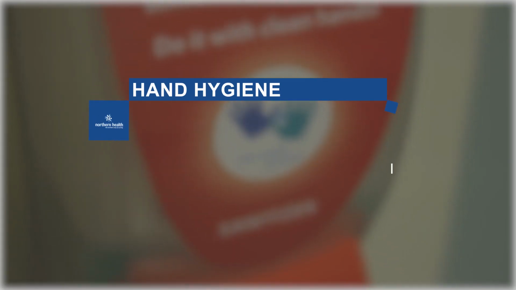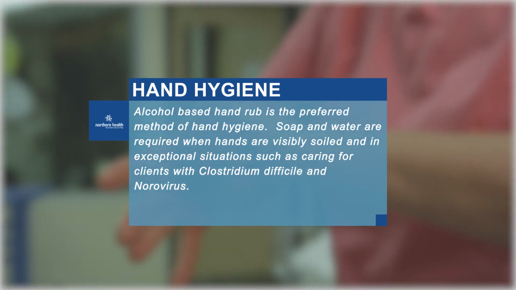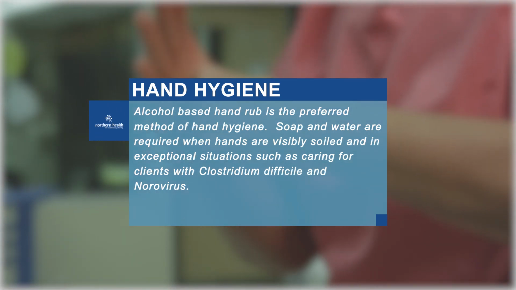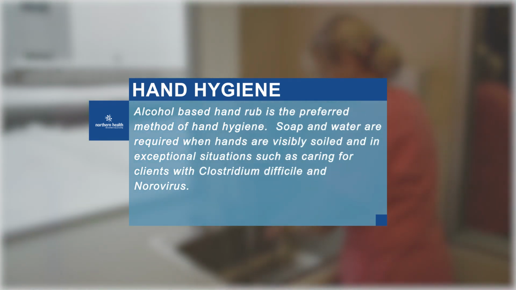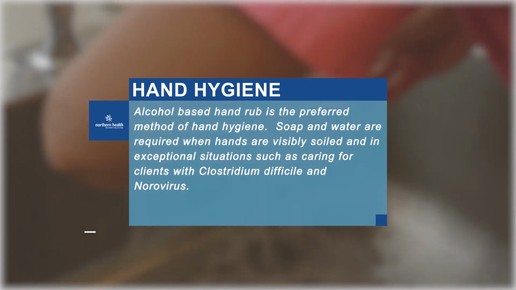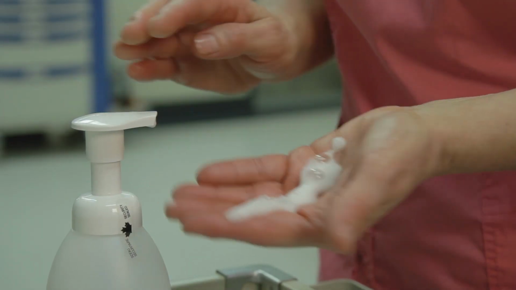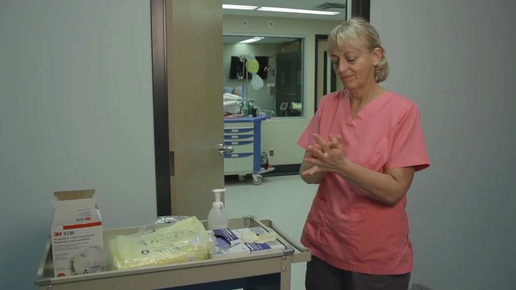Hand hygiene can be performed either by using alcohol-based hand rub or washing with soap and water. Alcohol-based hand rub is the preferred method of hand hygiene. Soap and water are required when hands are visibly soiled and in exceptional situations, such as caring for clients with Clostridium difficile and norovirus.